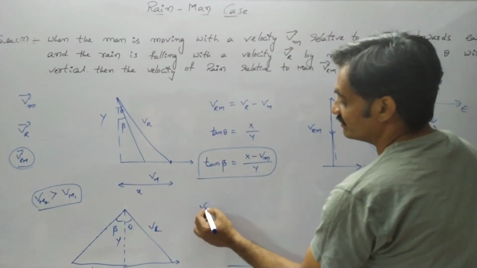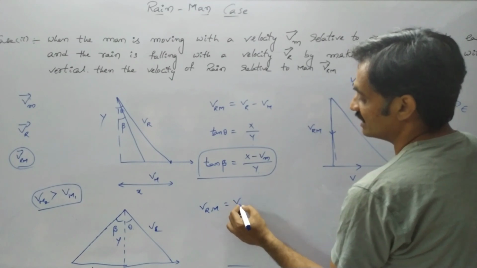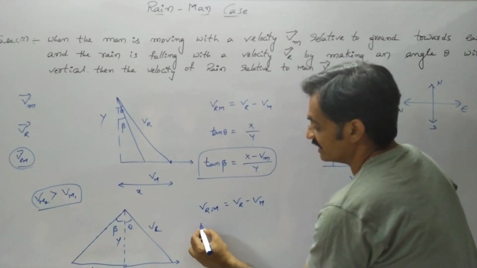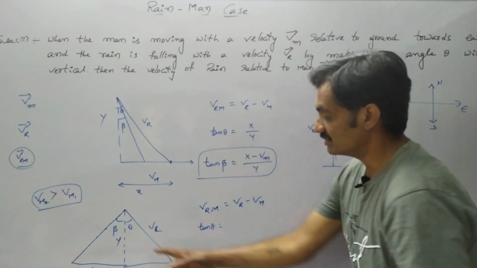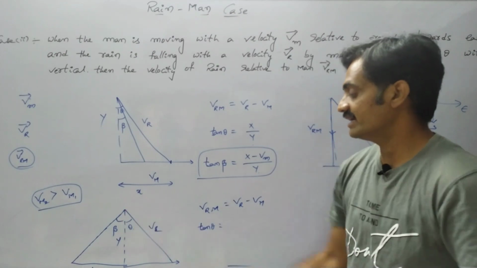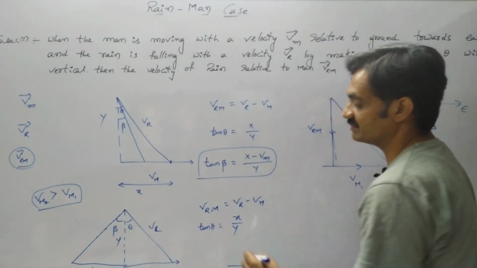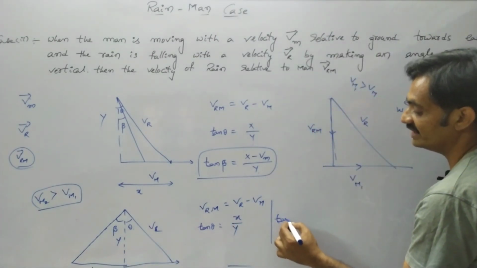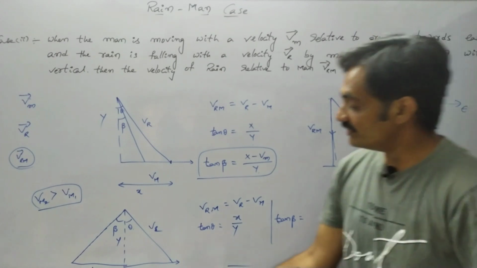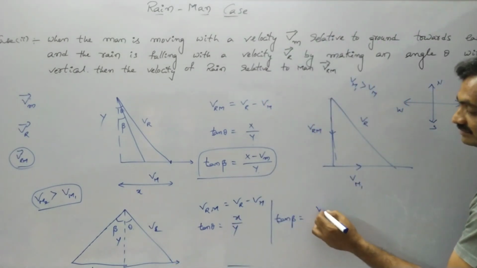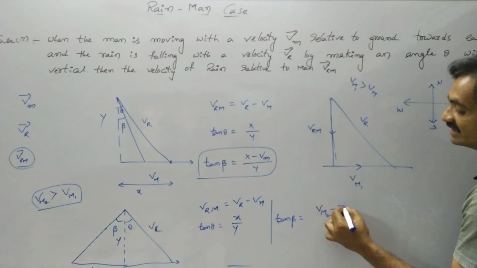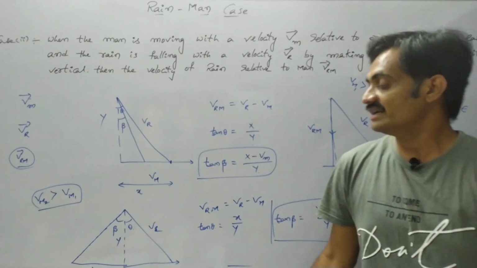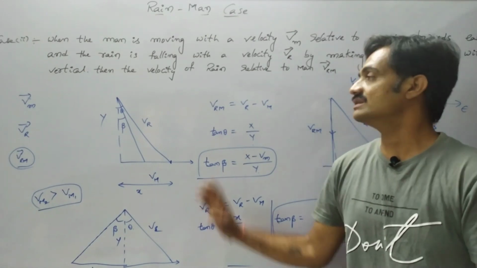So the velocity of the rain with respect to man is equal to the velocity of the rain minus the velocity of the man. Here tan theta equals opposite side by adjacent side, so we have x by y. The angle with which the man has to hold the umbrella is tan beta equals v suffix m2 minus x by y. With this angle the man has to hold the umbrella. Take a screenshot. We will solve the numericals on these concepts.